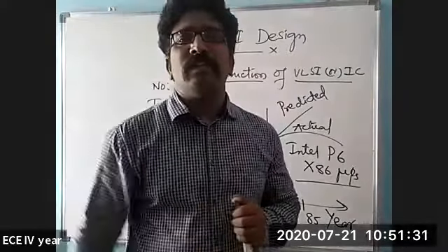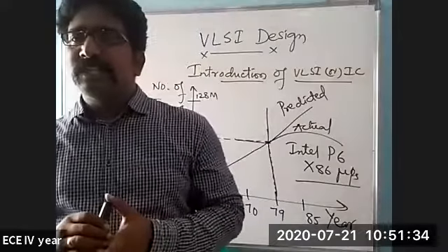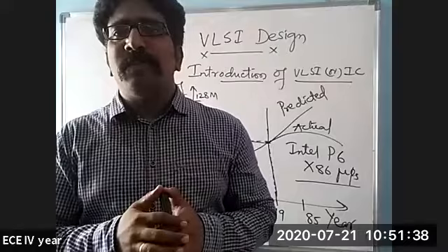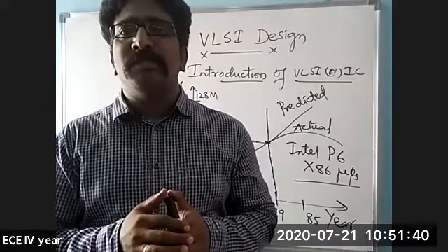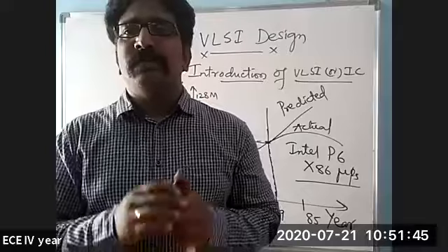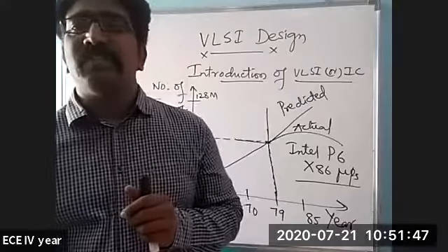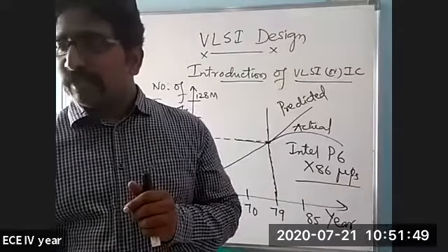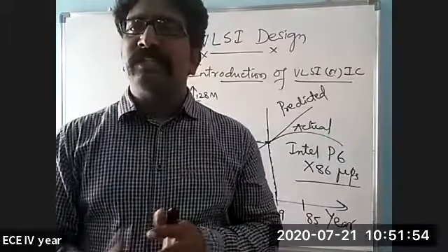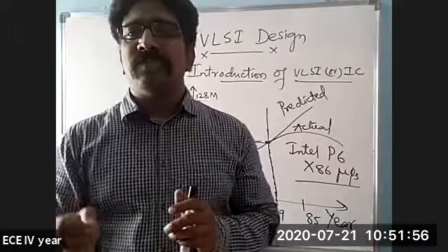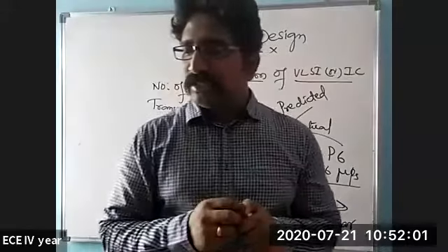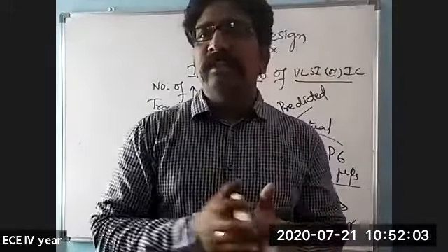Then let us go on to the second law of Moore. The second law of Moore states that if the number of transistors or devices increases on a single chip, then definitely the cost of manufacturing also increases. If the number of devices increases on a single chip, the cost of manufacturing also increases. So this is nothing else but the second law of Moore.